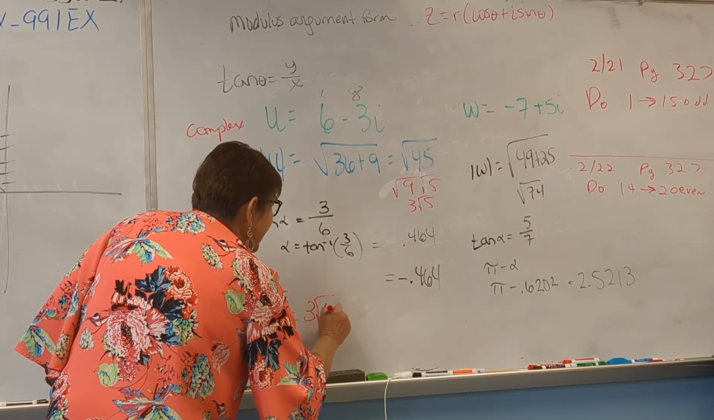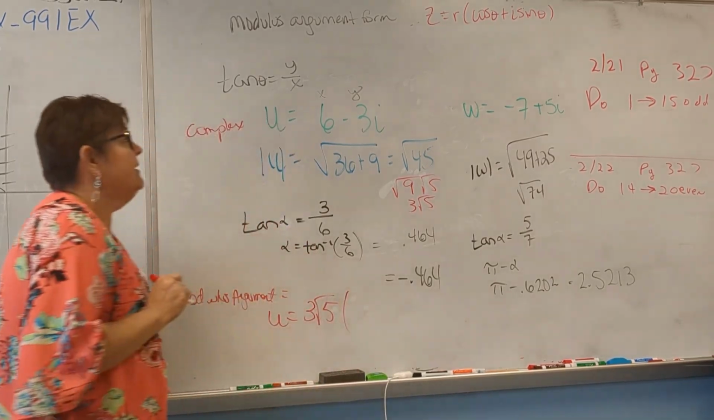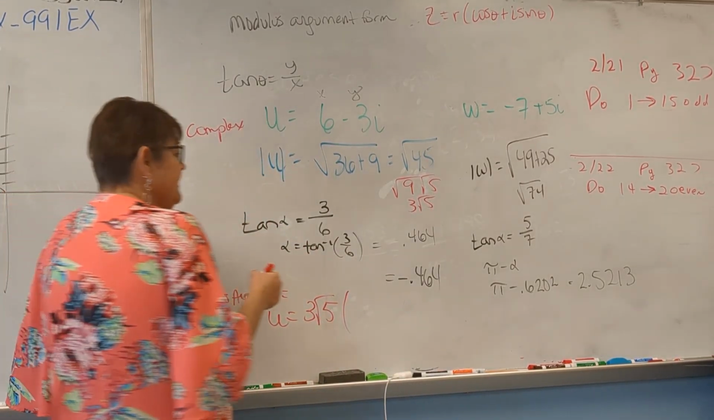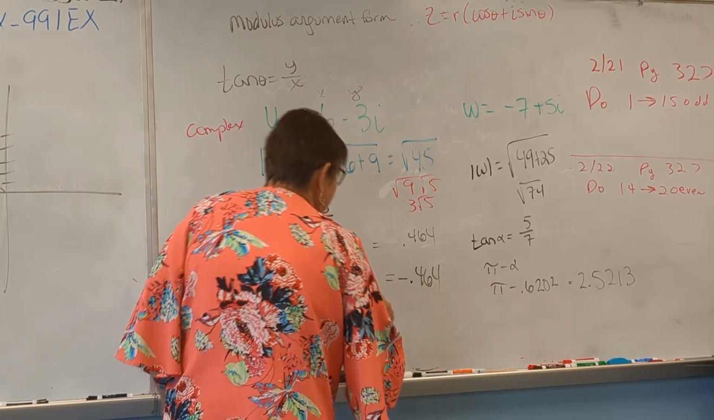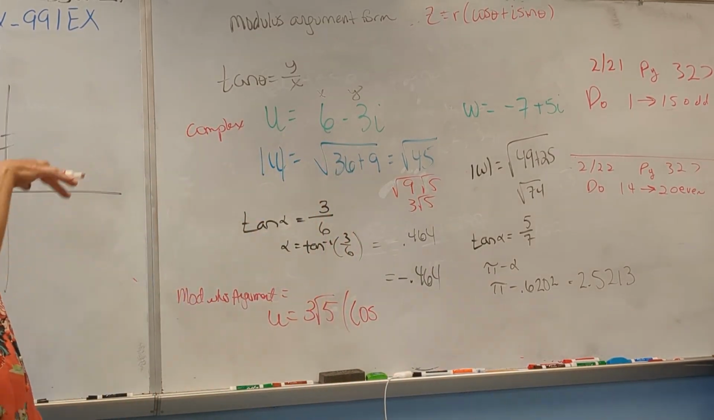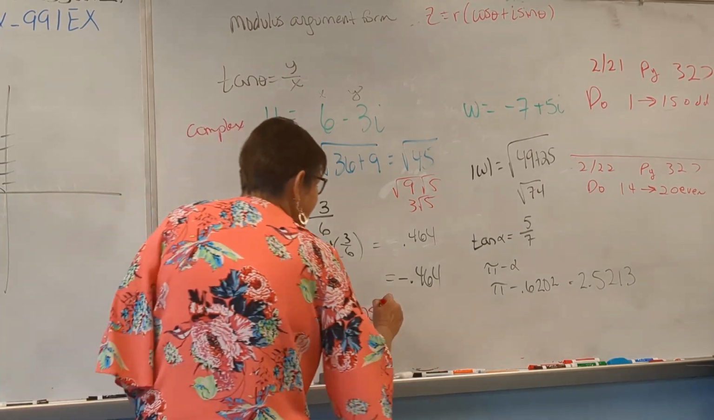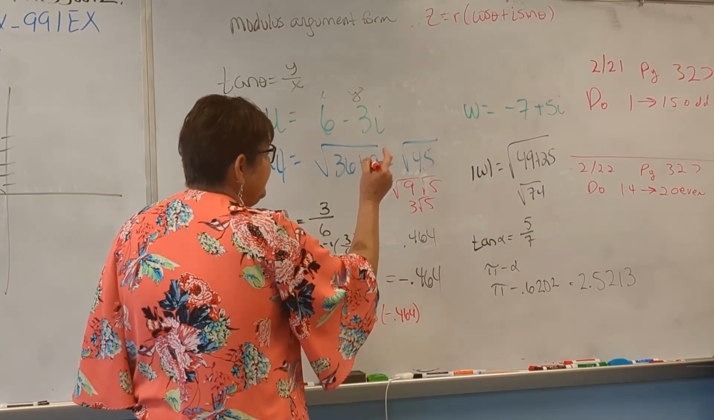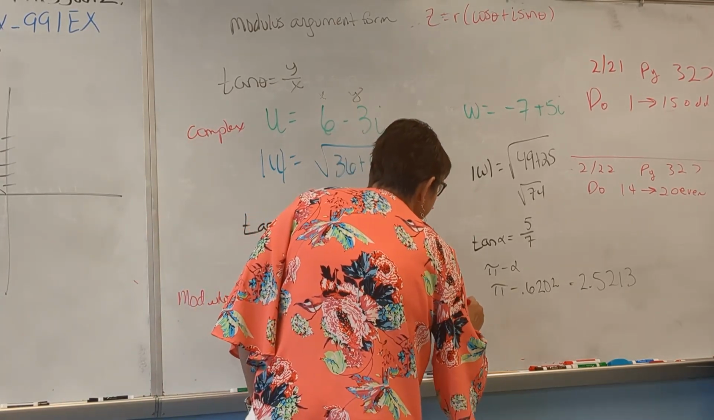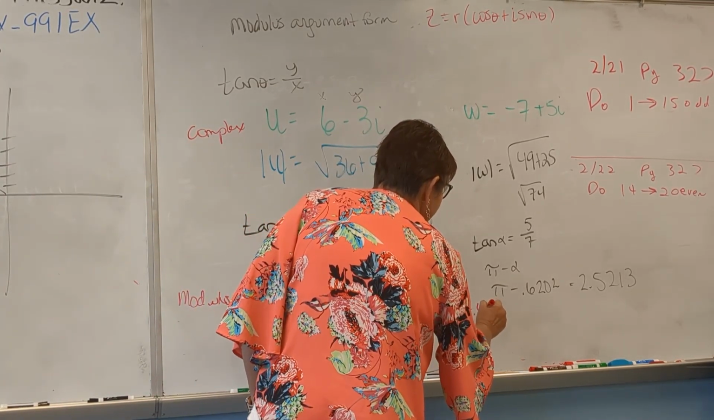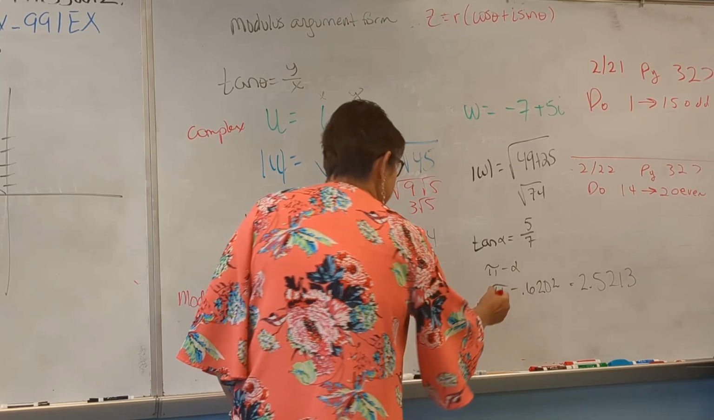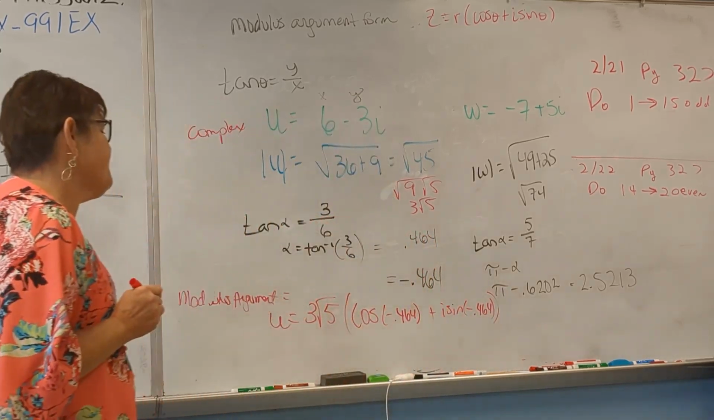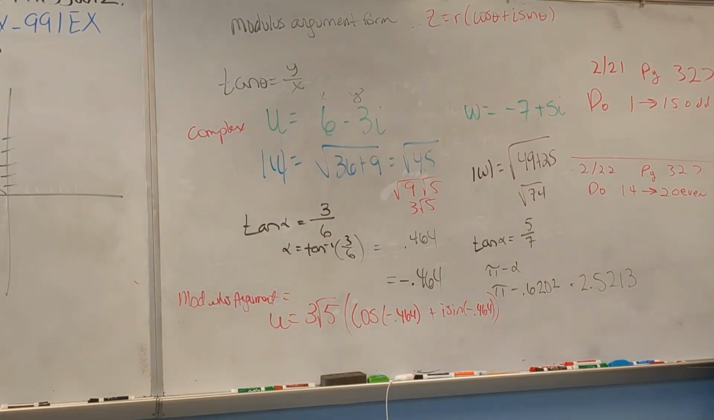So 3 root 5, and then we have cosine of, and what is my theta in this particular case? My ending zone is negative 0.464, and then plus I sine of negative 0.464. That is a modulus argument form.